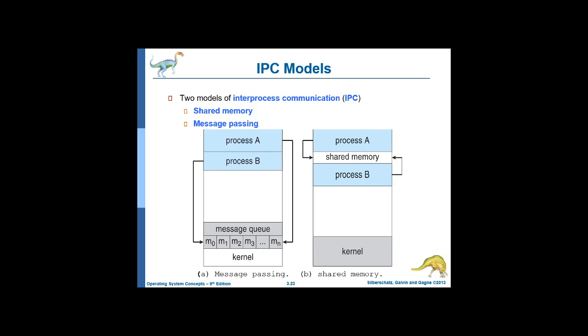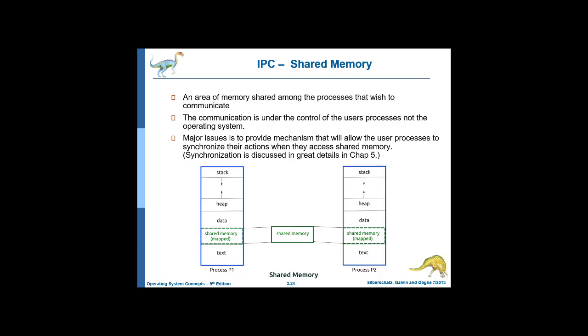We are going to see them in detail in the next few slides, both of them. So the first one is about shared memory. How does shared memory work? You can see in this example that you have process P1 and process P2. They are in the RAM. They have these four sections: text, data, heap, and stack.